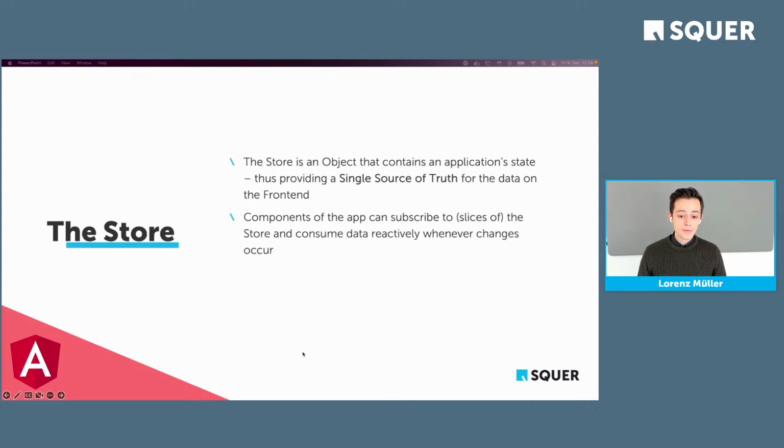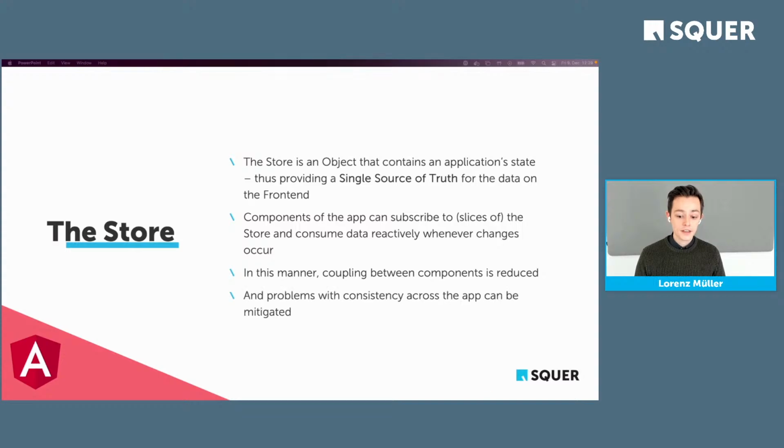Now, having that set up, components can subscribe to slices of that state and consume data reactively whenever it's changed. This will help in reducing coupling tremendously between components, as they no longer, in many cases, talk to each other, but through a centralized store. And most importantly, problems with consistency in your app can be mitigated.